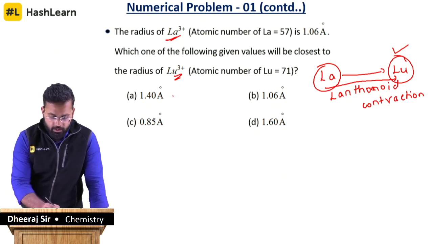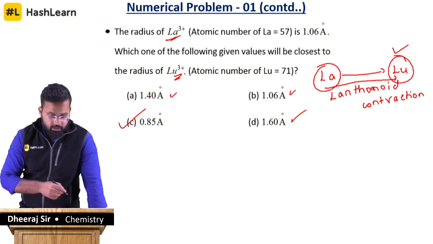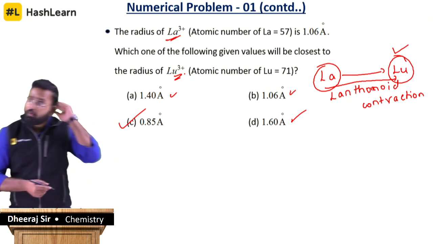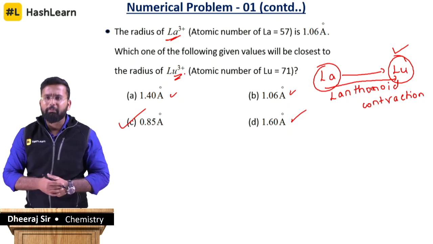So straight away I can look at it. This is more, this is same, this is more. If it is less, it has to be option C, which is 0.85 angstrom. This is how you can arrive at it in a very simple qualitative manner.